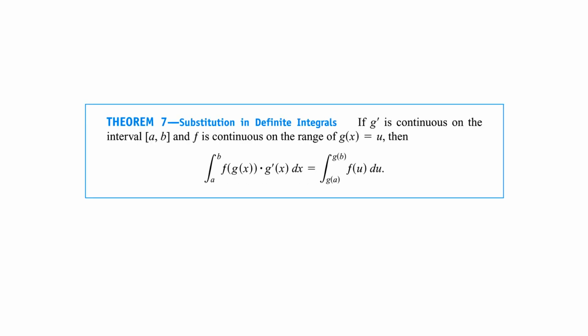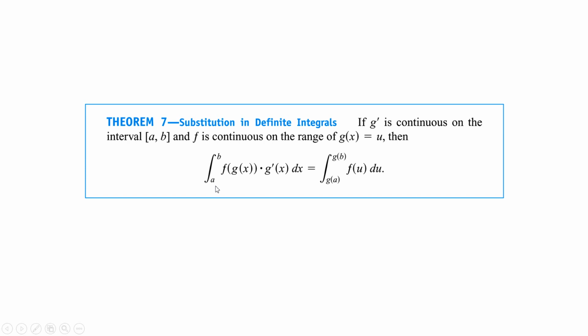So first of all, substitution in definite integrals. If g prime is continuous, that is, the derivative of g is continuous on the closed interval [a, b], and f is continuous on the range of g(x) equal to u, then we have this definite integral of f(g(x)) times g prime(x) dx from a to b is equal to the integral of f(u) du from g(a) to g(b).